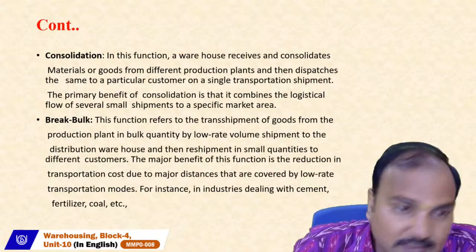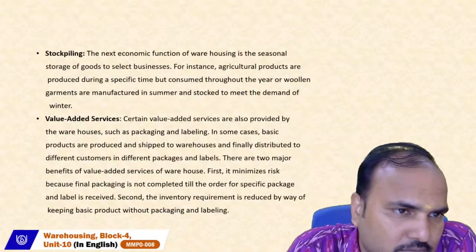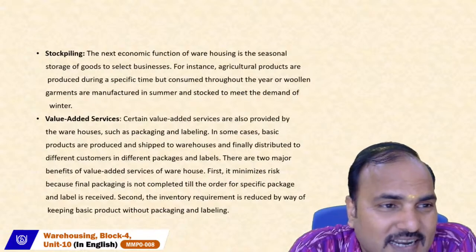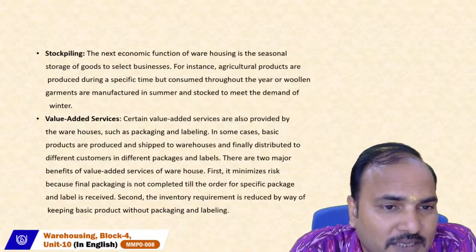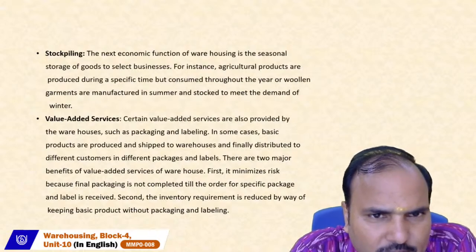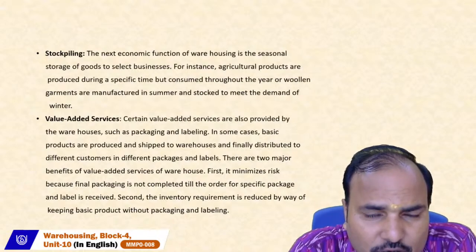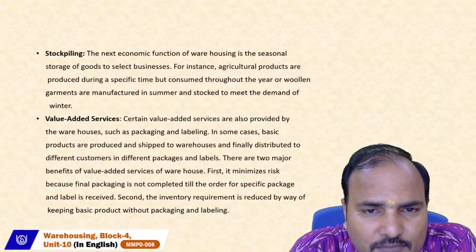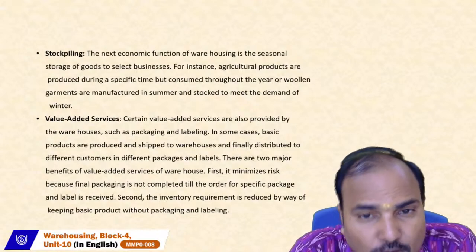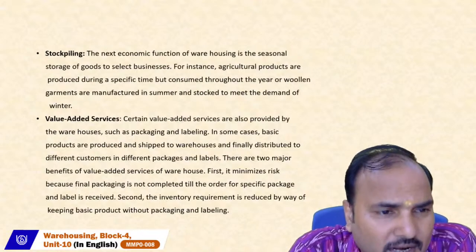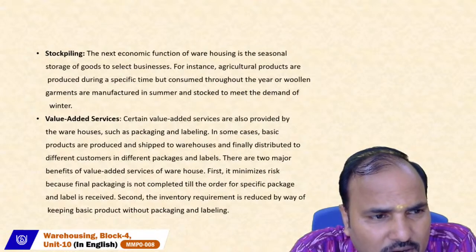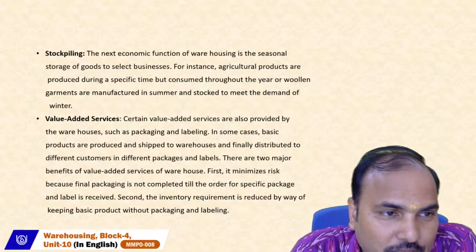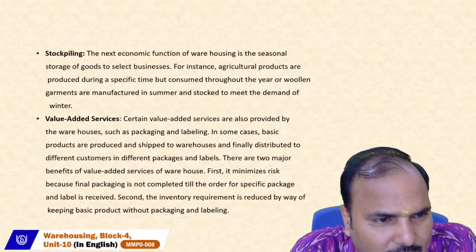Okay. Then another is stock piling. The next economic function of warehousing is the seasonal storage of goods. For example, agricultural products are produced during a specific time, not all the time throughout the year, but consumed throughout the year. Or woolen garments are basically manufactured in summer and stocked to meet the demand of the winter. So here it occurs by stock piling.